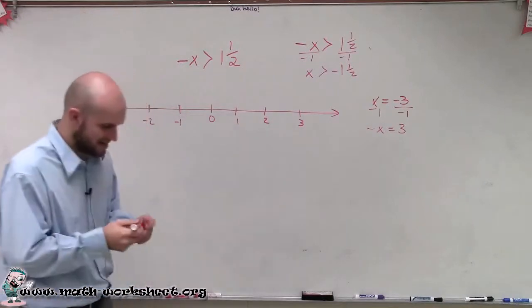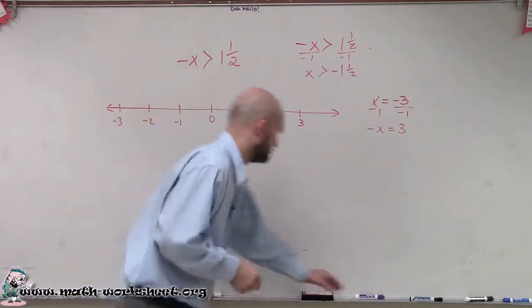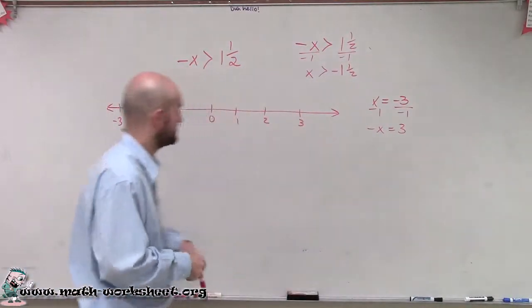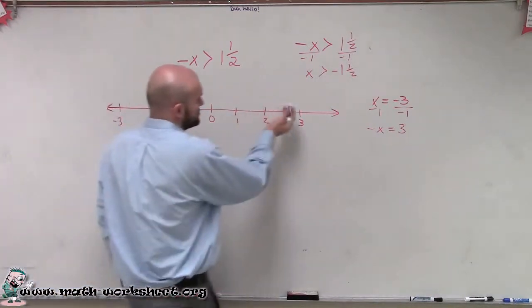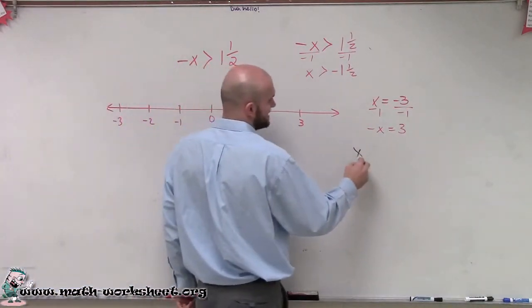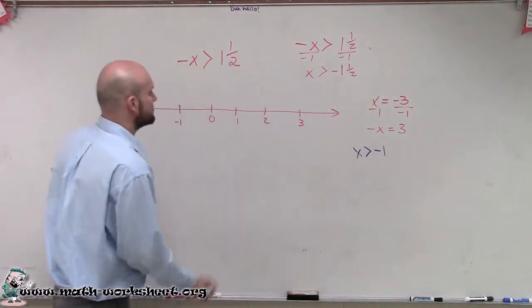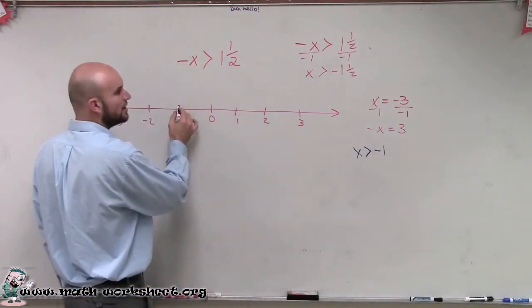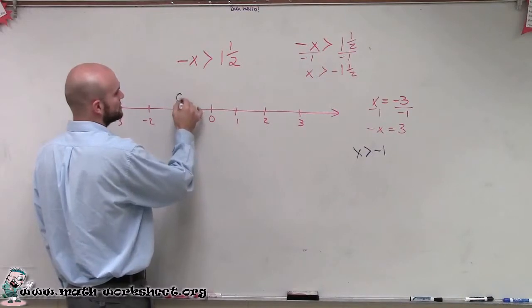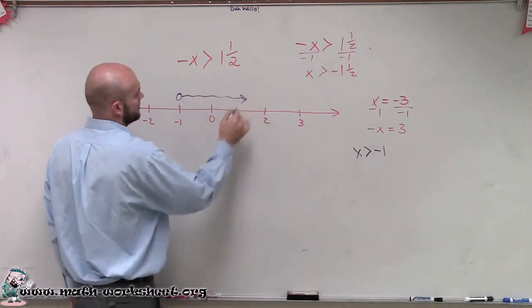Let's do an example with purple. Purple will be wrong on this one. So let's just do some easy numbers. Let's pretend I have x is greater than negative 1. So all numbers greater than negative 1, so we go to negative 1. All numbers that are greater than negative 1 will look something like this, right?